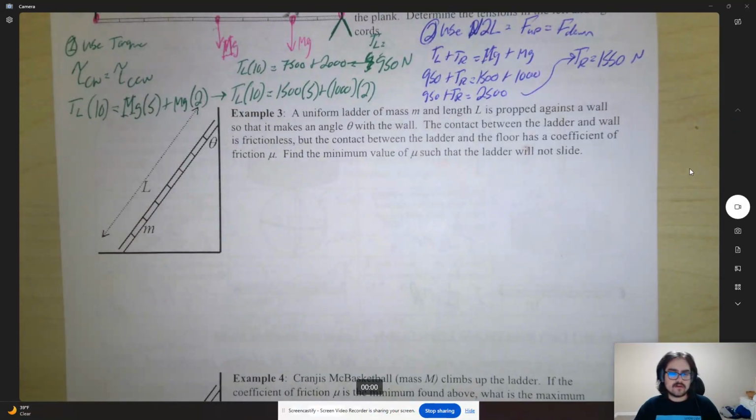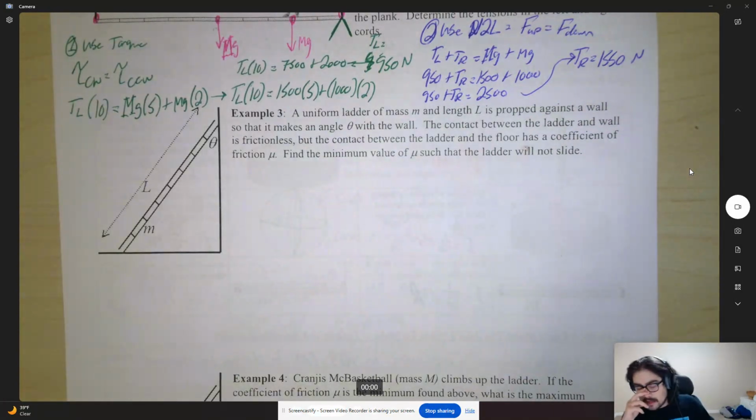Example number 3, this is called the leaning ladder problem. It is a challenging problem that we look at in physics because it is a multi-part problem where you have to piece together a lot of stuff.